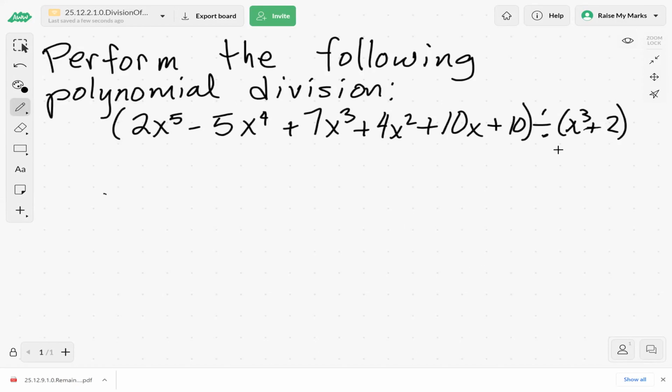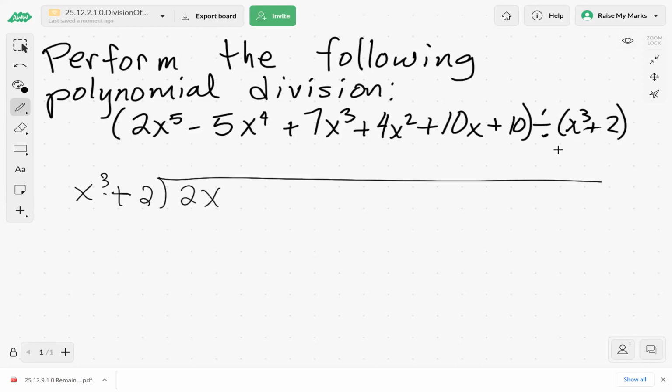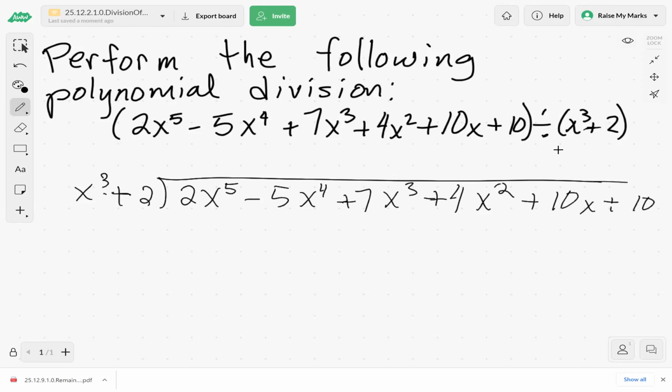Again, like regular division, we're going to write it out exactly the same way. So we have x cubed plus 2 and then divided into 2x to the power 5 minus 5x to the power 4 plus 7x to the power 3 plus 4x squared plus 10x plus 10. Okay, so now we need to figure out what we're going to put above here.